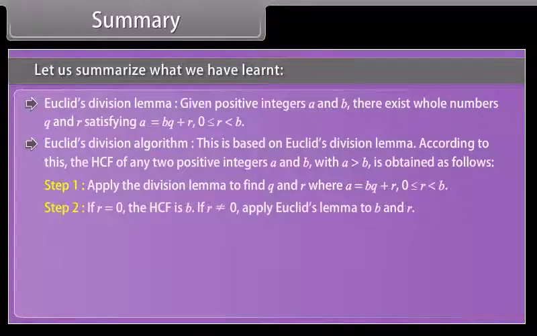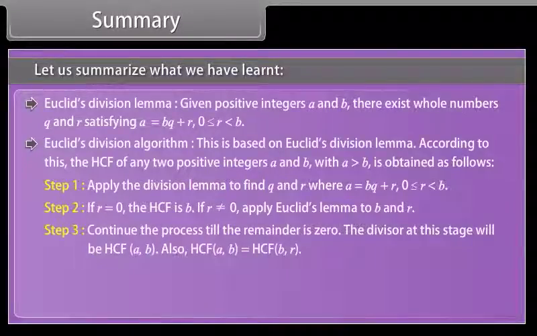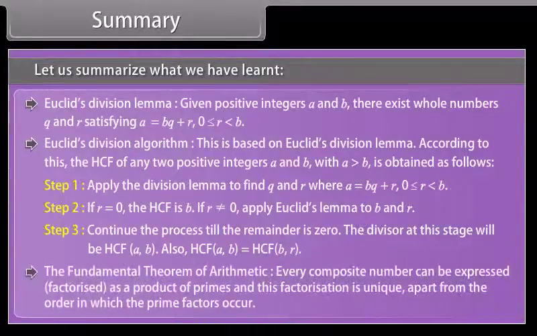2. If r is equal to 0, the HCF is b. If r is not equal to 0, apply Euclid's lemma to b and r. 3. Continue the process till the remainder is 0. The divisor at this stage will be HCF(a, b). Also, HCF(a, b) is equal to HCF(b, r). The fundamental theorem of arithmetic: every composite number can be factorized as a product of primes, and this factorization is unique apart from the order in which the prime factors occur.